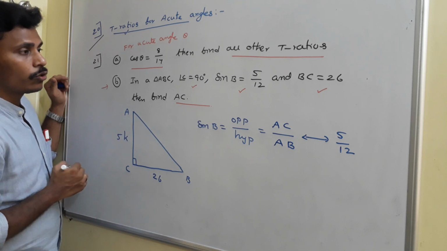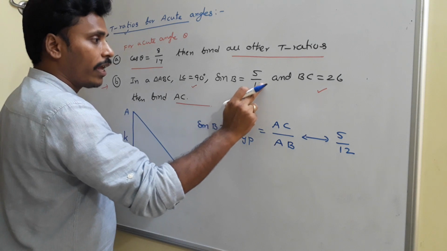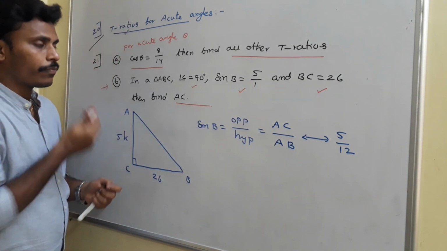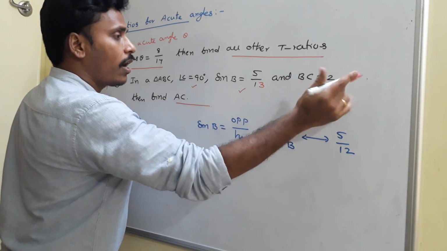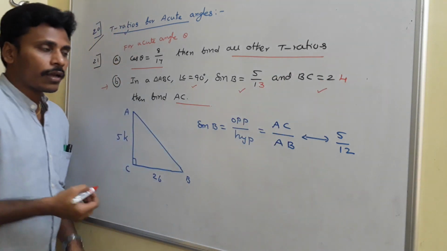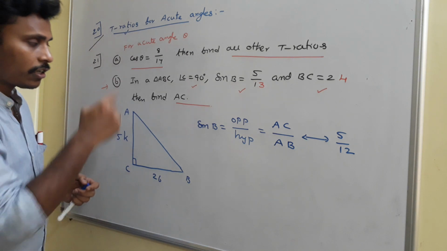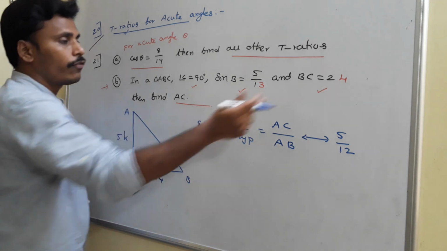AB is equal to, see, I made a mistake actually. Extremely sorry. So you need to take this as 5 by 13, otherwise we can't get a right angle triangle. Just make some corrections. Take sine B equal to 5 by 13 and BC equal to 24. Otherwise we can't get a right angle triangle in that case. Just a small correction. And this BC is 24 now with that change.